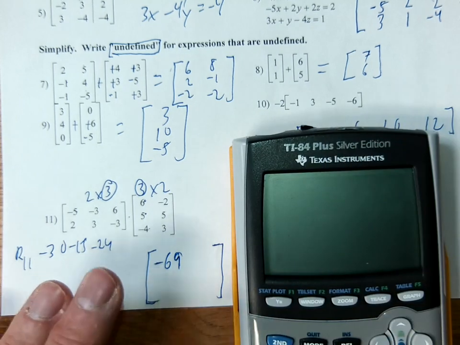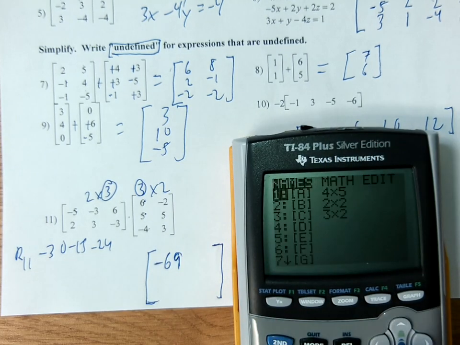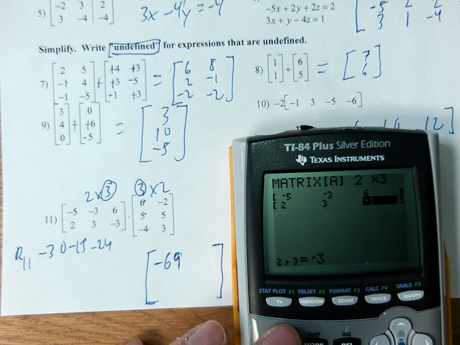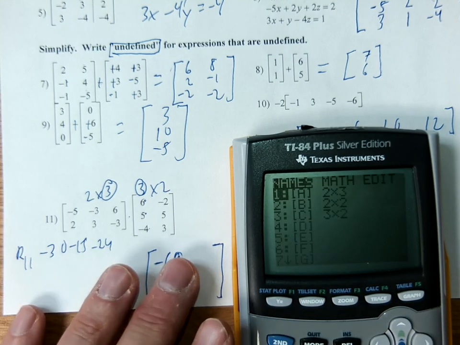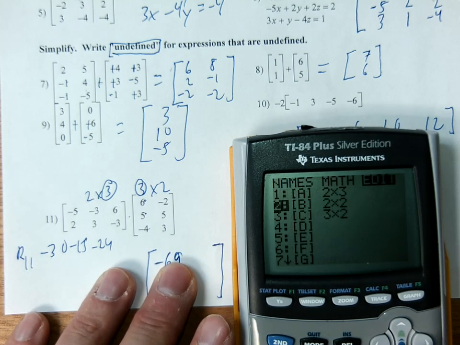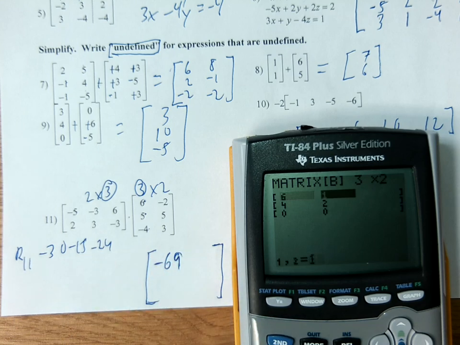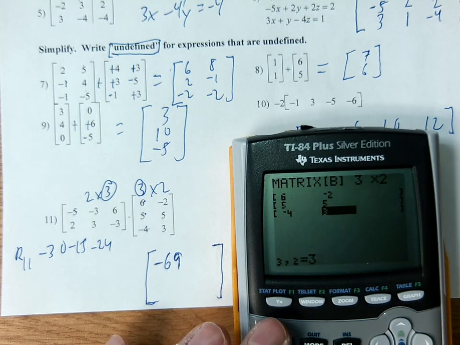Let me do the rest of it on the calculator. So second matrix, edit. We have a 2 by 3, 2 rows, 3 columns. So negative 5, negative 3, and 6. 2, 3, and negative 3. I'm going to quit out, go back in, put the other one in. The other one's a 3 by 2. 6, negative 2, 5, 5, negative 4, and 3.